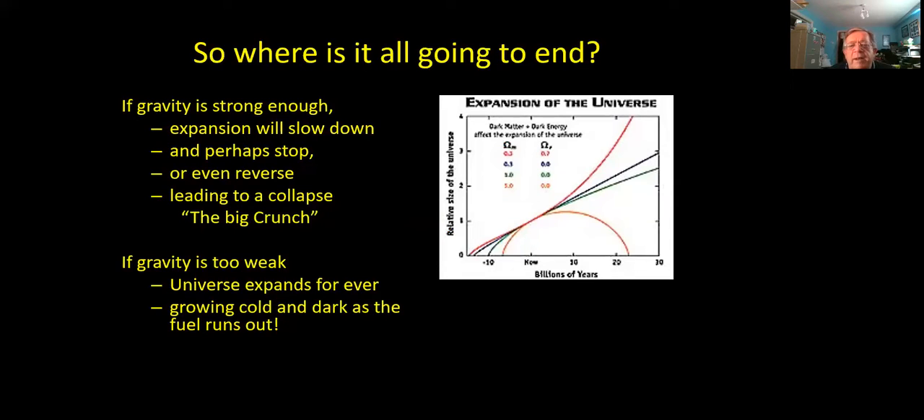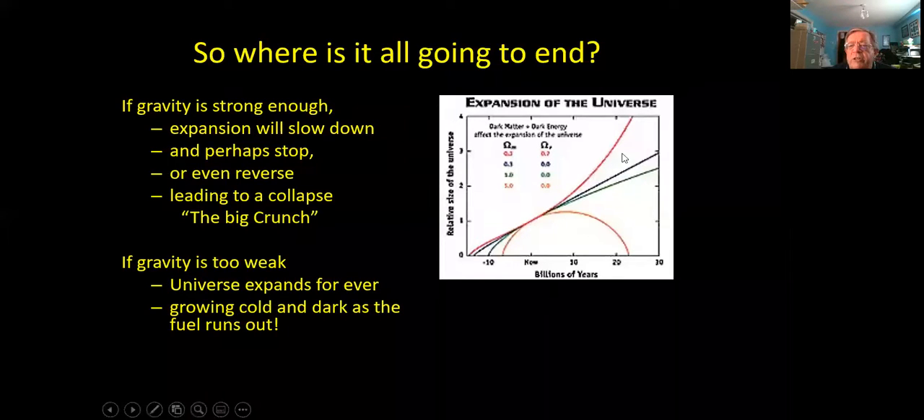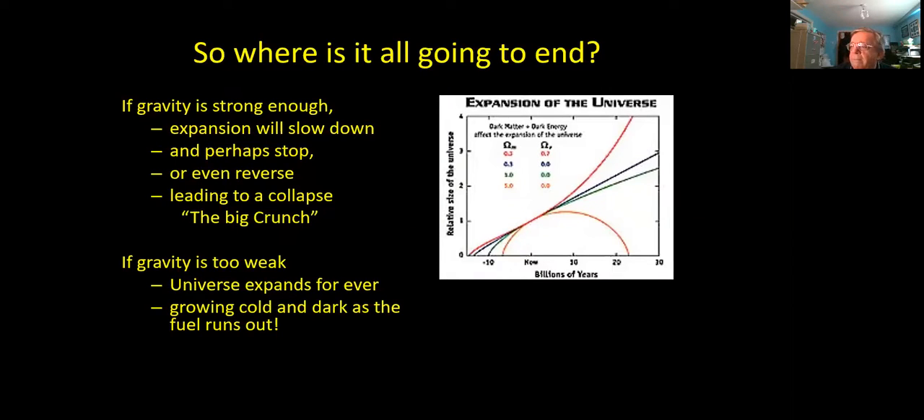But on the other hand, if there's not enough gravity, then maybe the universe has essentially got escape velocity already and got enough energy of expansion to overcome that gravity and to run away and escape forever. And it could do so on one of these other trajectories like this. It would be rather nice to know.